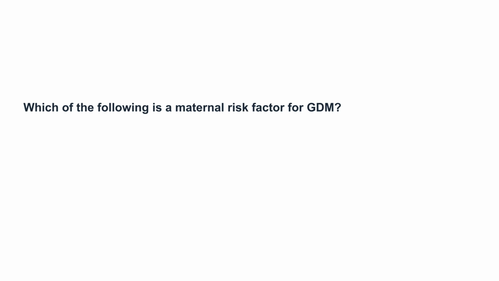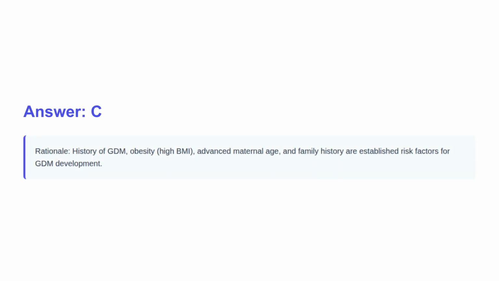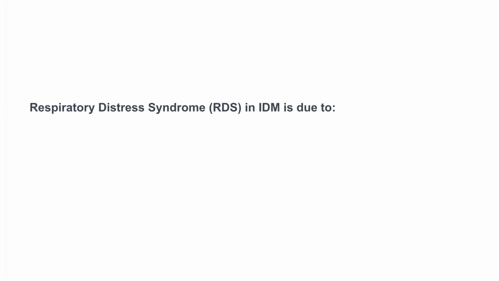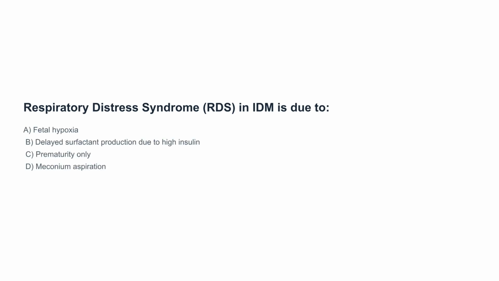Which of the following is a maternal risk factor for GDM? Low BMI, age less than 18 years, history of GDM in previous pregnancy, or regular exercise. The answer is C. A history of GDM in a previous pregnancy significantly increases the risk of developing it again in subsequent pregnancies.